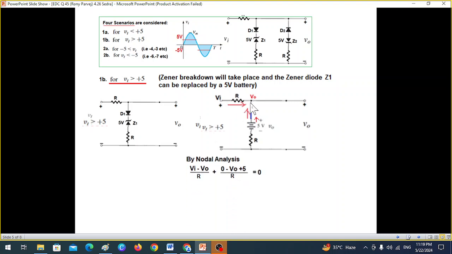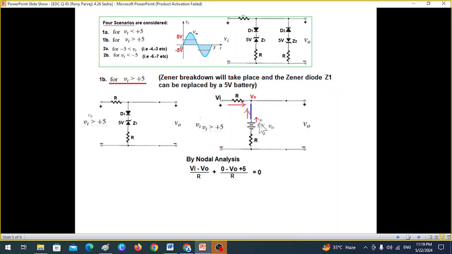Okay, now we'll write the equation. First one, current entering, current entering. First current, or the current entering left side, is VI minus V0 divided by R, plus this other current entering starting from 0, so 0 minus V0.